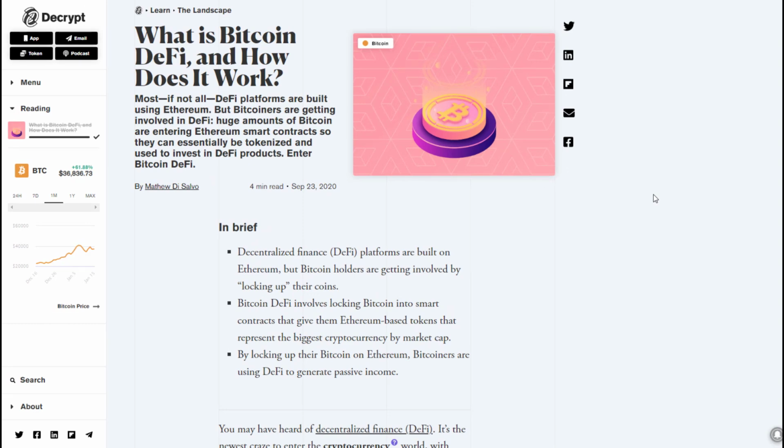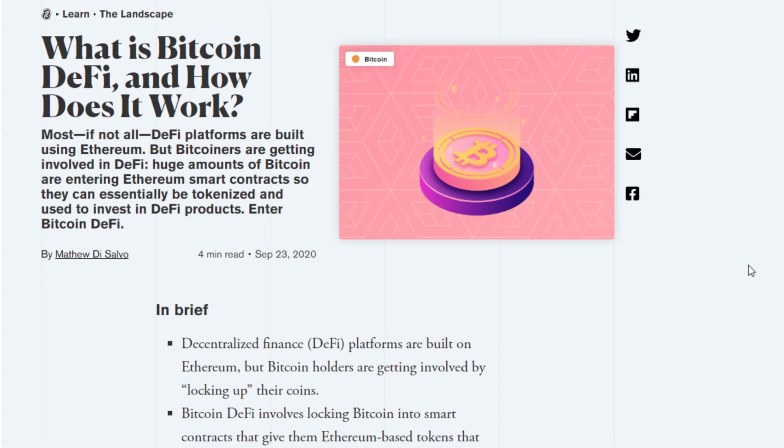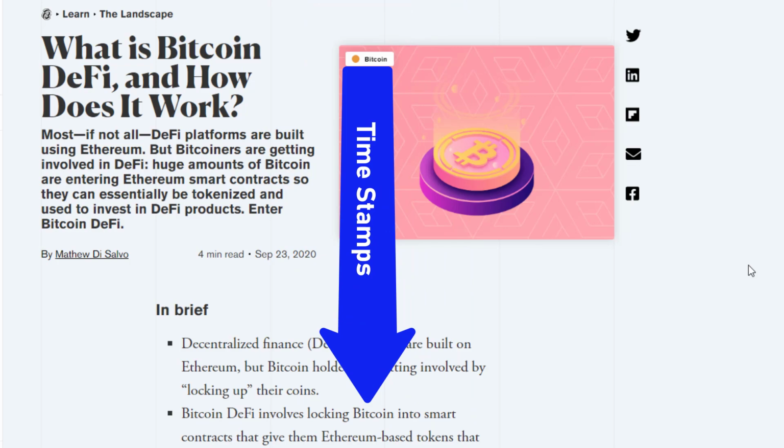Decrypt has a great article about what is Bitcoin DeFi and how it works. So let me walk through this with you quickly. And if you already know all about DeFi, look at the timestamps and you can skip ahead to find out how you can use Swingby.